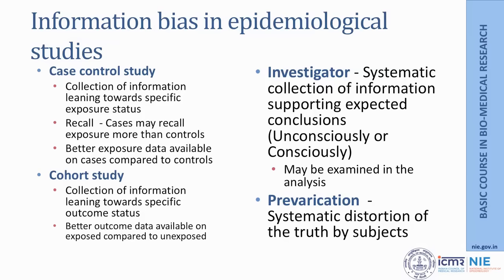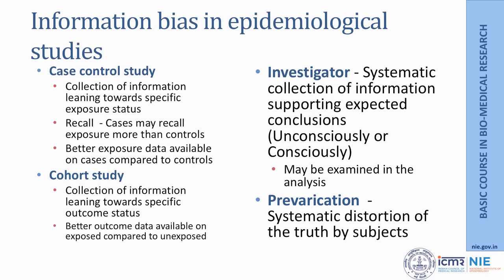Now, how does this happen? In case control studies, information bias can happen if we are collecting exposure information which is leaning towards a particular exposure status. If we are trying to collect more of people who are exposed compared to the unexposed, or the other way around, this can lead to information bias.